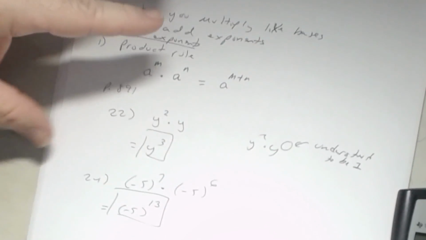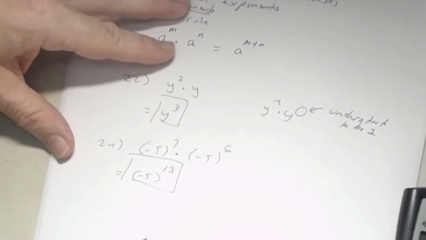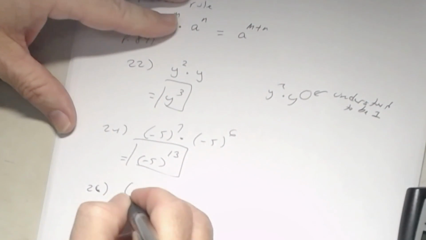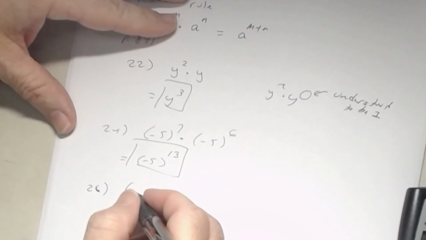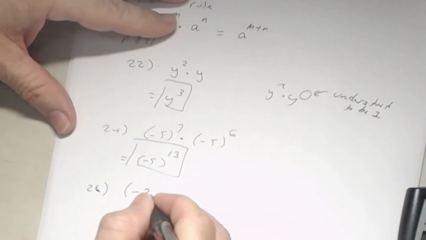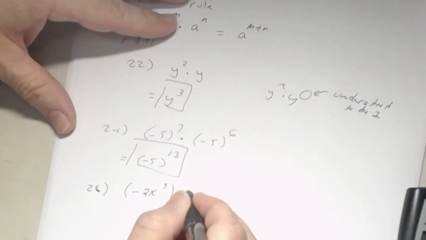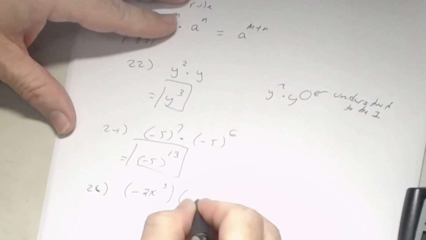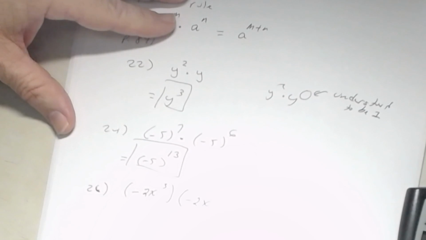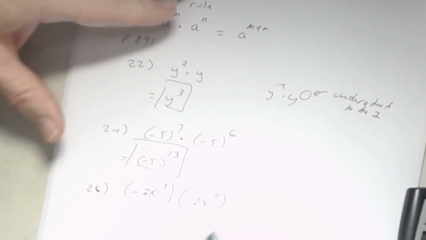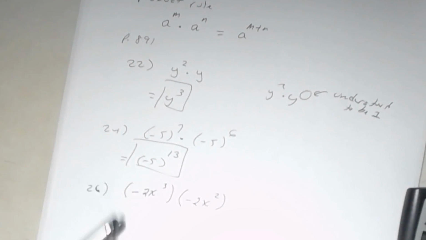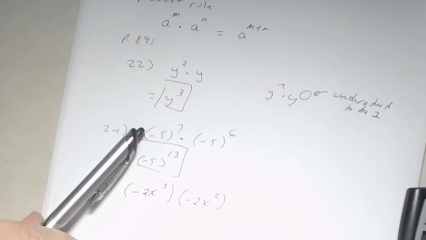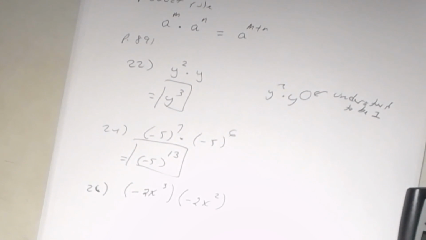Now, you got to be a little bit careful with what I just said, though. So in number 26, you have in parentheses this expression, negative 2x cubed, times in this other parentheses, you have this other expression, negative 2x to the second power. Notice the difference between the parentheses here and the parentheses here is the parentheses here enclose the base. The parentheses here is just enclosing the expression.